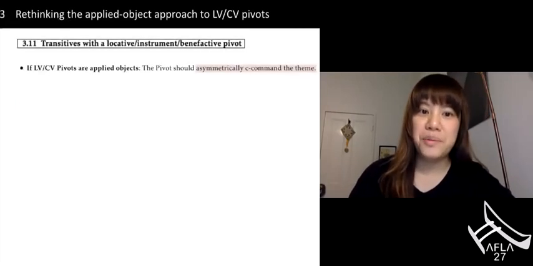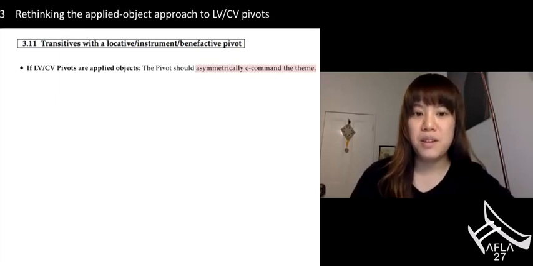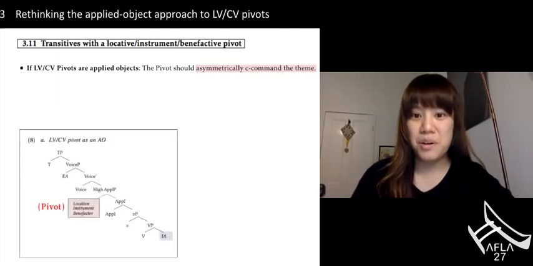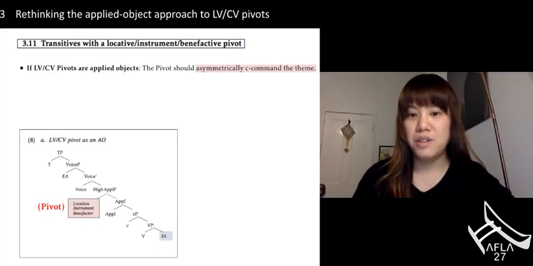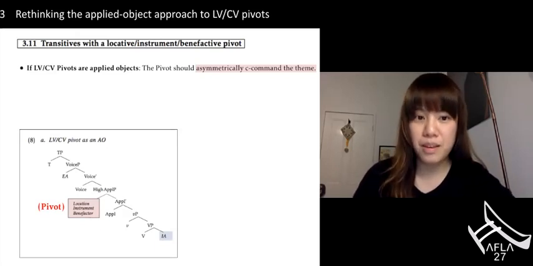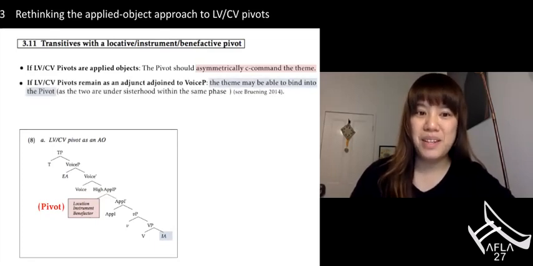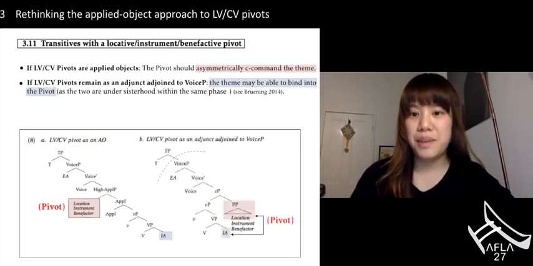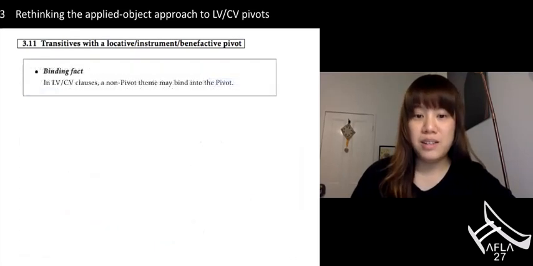Okay, so the first construction we'll be looking into is transitive with an adjunct-like pivot. We have just concluded that if the pivot in LV and CV clauses is always an applied object, as assumed in the previous approaches, then the pivot should always asymmetrically c-command an internal argument, as you can see in 8a. But alternatively, if the pivot in LV and CV clauses could remain as an adjunct adjoining to the verb phrase, then it's possible that the agent could bind into the pivot, and this scenario, importantly, is impossible with 8a. So a look into the binding facts suggests that probably the second scenario is optimal.